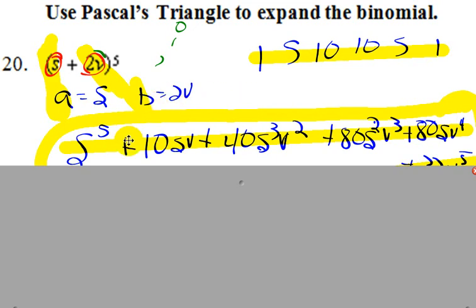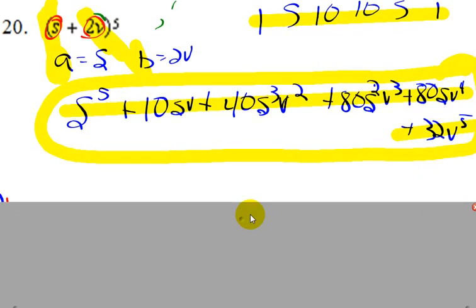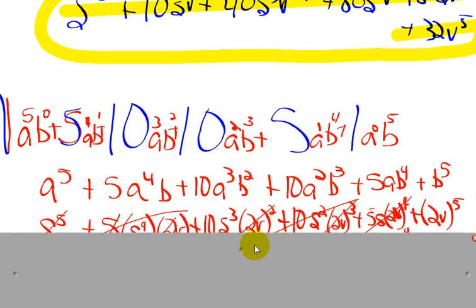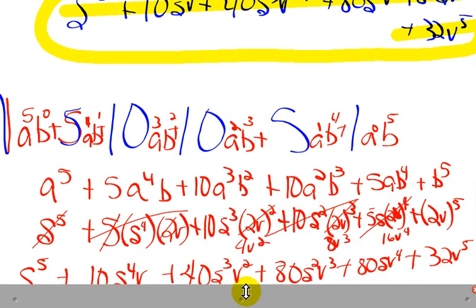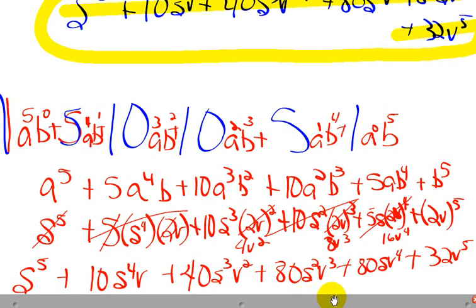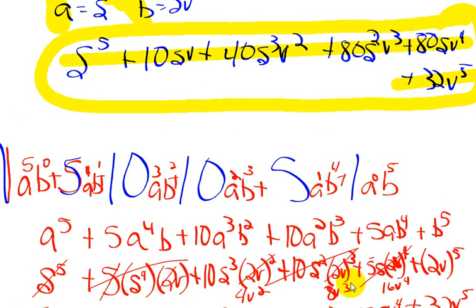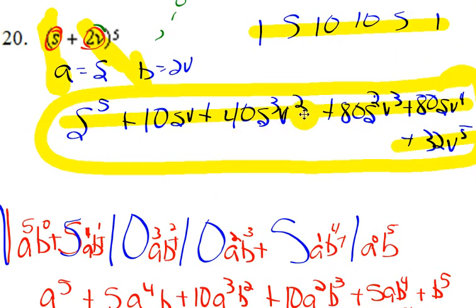Then clean it up. After that, figure out, well, what is my a value? Well, it's going to be s. So replace all your a's with s. And your b is 2v. So replace all your b's with 2v and solve. And when you do, here it all is, worked out. Okay, so when you clean it all up, this is your answer.